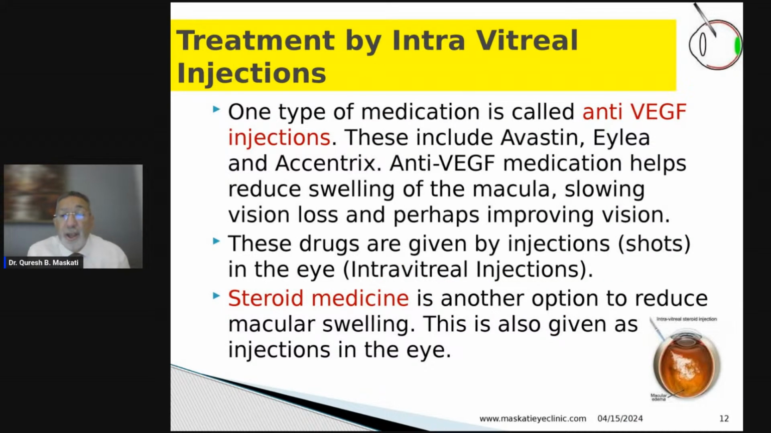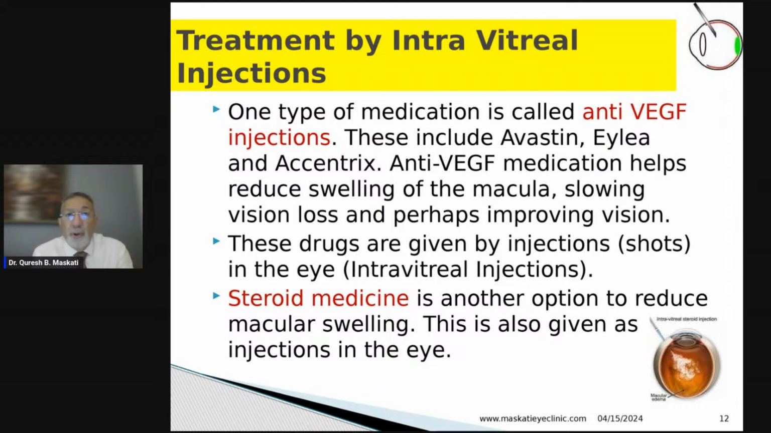After doing this, we find out there is edema at the macula. We give what is called intravitreal injections of anti-VEGF. VEGF is vascular endothelial growth factor, which is released in diabetes and promotes new vessel formation. So we have medicines called anti-VEGF medicines, which reduce the new vessel formation. Some of the trade names are Avastin, Eylea, Eccentrix.